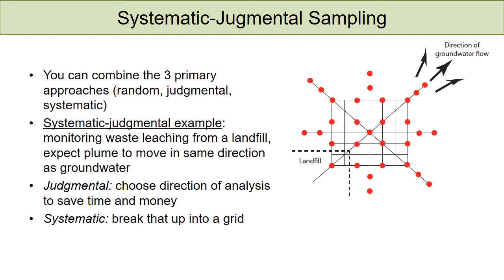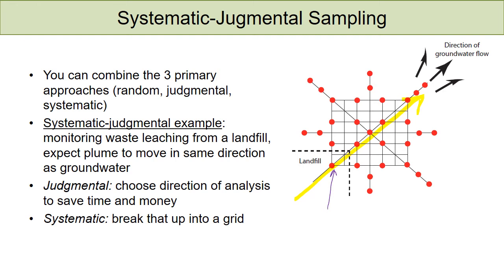Now, we've talked about the 3 main approaches, random, judgmental, and systematic. You can combine these. The systematic-judgmental sampling plan is pretty common. For example, let's say we have our landfill, and the landfill is located right here at that dot. And you know that there's going to be the potential of waste leaching out of this landfill. You really want to prevent that. And so you're going to monitor that. Well, you know also that the groundwater is going to end up coming through in this direction right here. And so you're like, hey, groundwater is going that way. Lovely. We're going to monitor in the direction of groundwater flow.